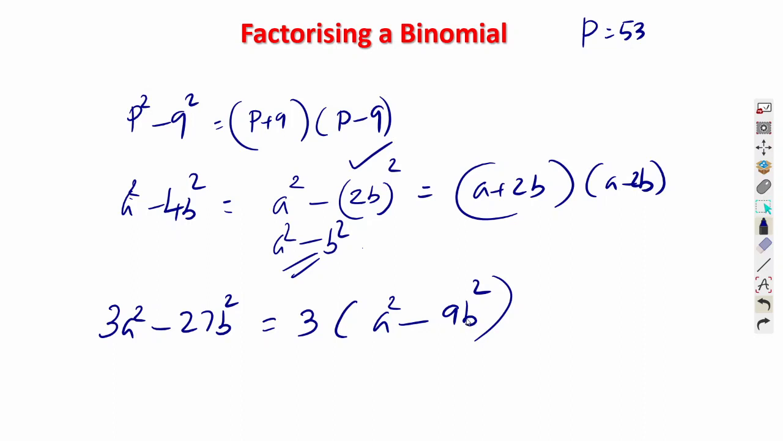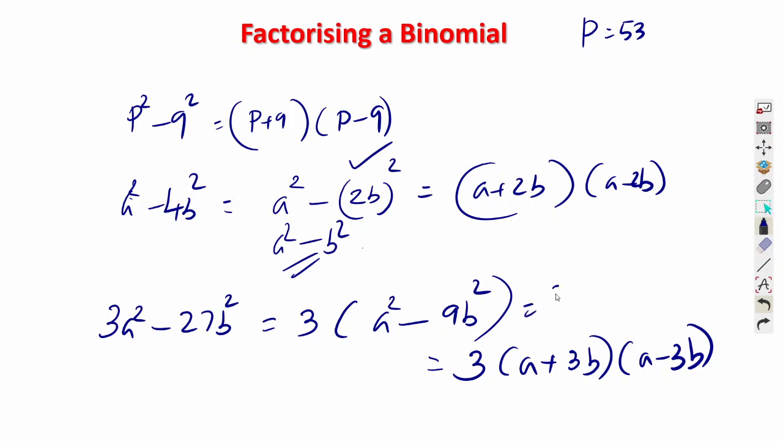Even then, how will we write that? This can be written as 3 into a plus 3b into a minus 3b. Why a plus 3b and a minus 3b? a plus 3b into a minus 3b is equal to a square minus b square, where b square here is 3b whole square. Correct? So that will solve the situation. 9b square can be written as 3b whole square. So the factorizing binomial concept should be clear to you.